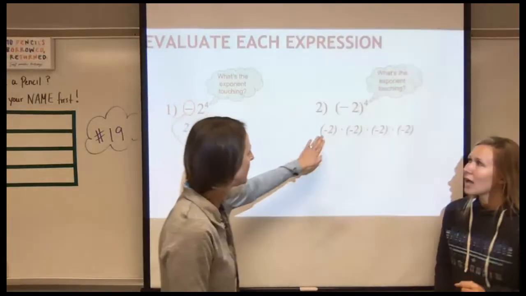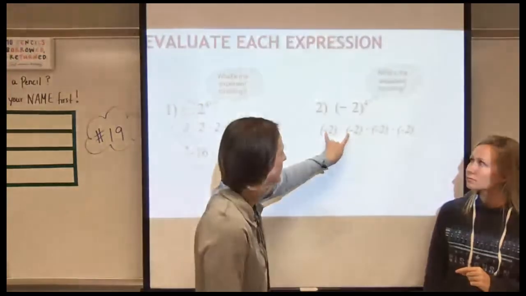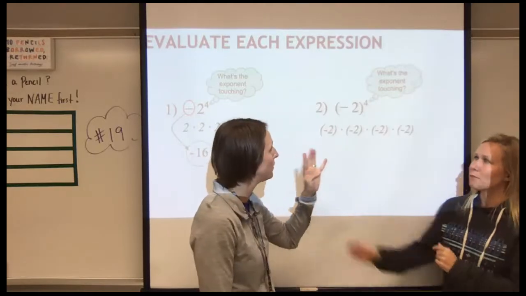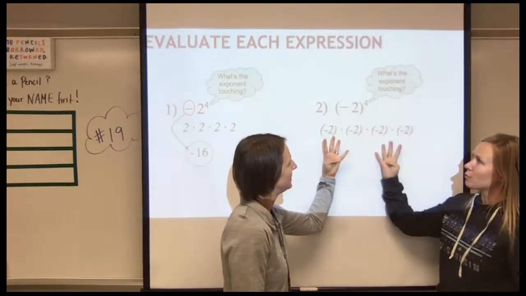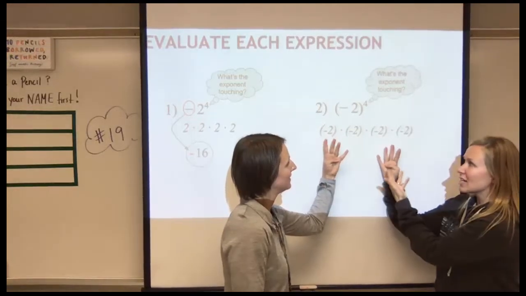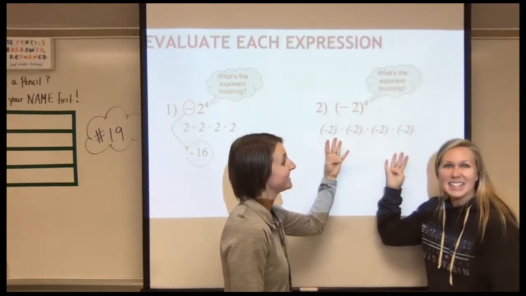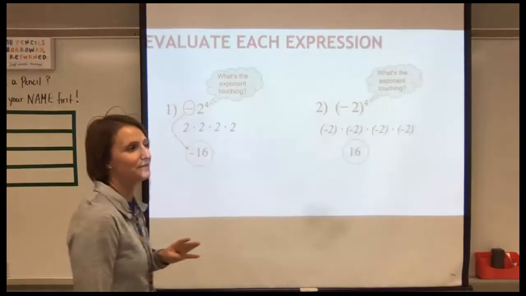2 numbers right here. -2 times -2, my signs agree, so it's going to be a positive 4. Hold that positive 4. And then I'm going to take these two, -2 times -2, another positive 4. So now we got 4 times 4, positive 16.